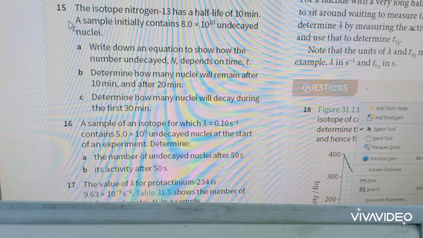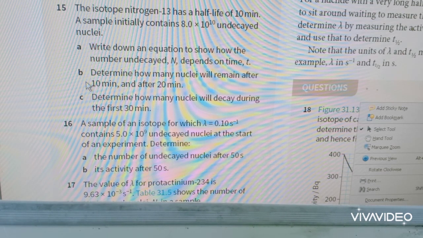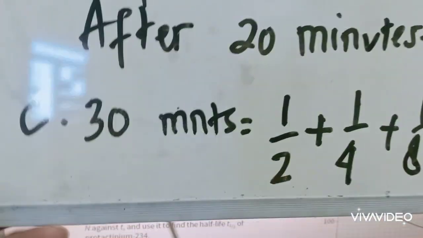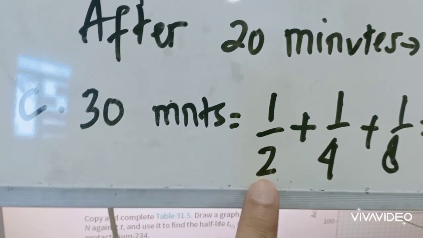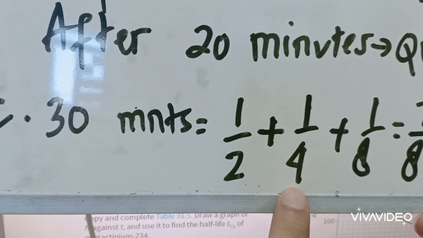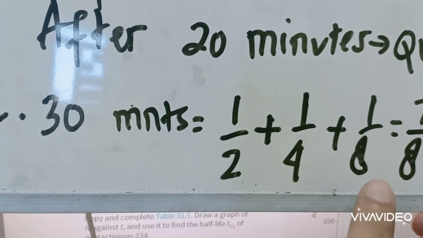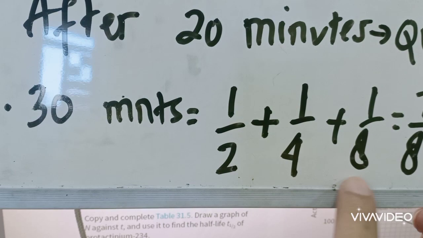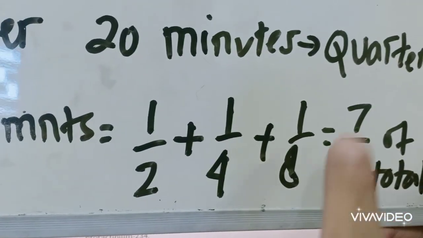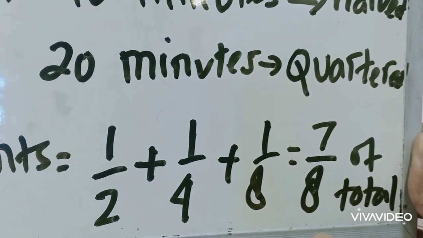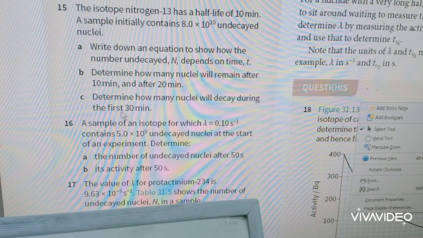For number 15C, determine how many nuclei will decay during the first 30 minutes. Okay, so for the first 30 minutes, we can calculate like this. This is the number of decayed nuclei for the first half-life. This is the number of decayed nuclei for the next half-life. This 1/8 is the number of decayed nuclei for the third half-life. So we calculate by adding it, and then we got 7/8 of total undecayed nuclei from the original undecayed nuclei. So you calculate how much nuclei will decay during the first 30 minutes.